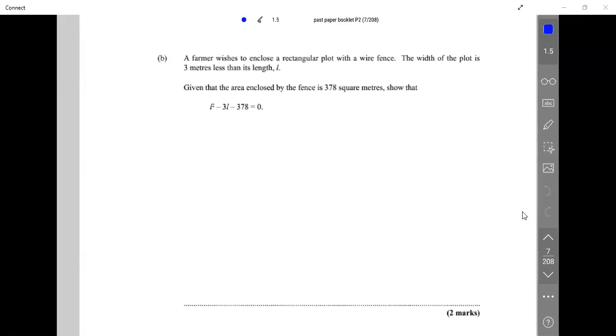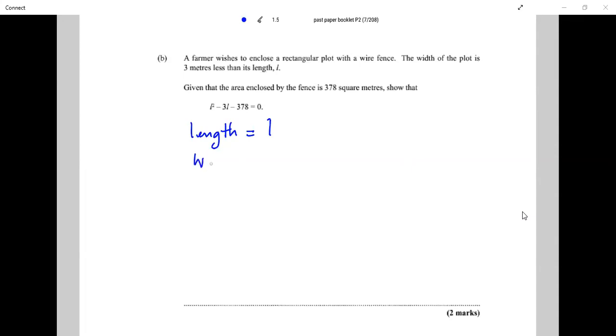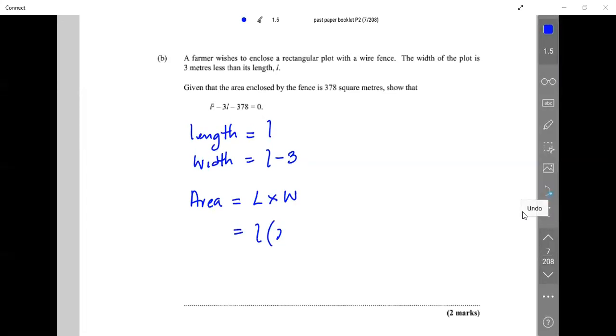All right, so first of all, we have a rectangular plot and the length is equal to L. We're told that the width is 3 meters less than the length. It means that the width would be L minus 3. Now, area would be equal to length multiplied by width. So the length is L multiplied by L minus 3. This will give you the area.